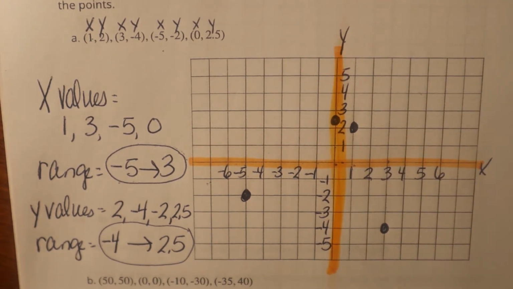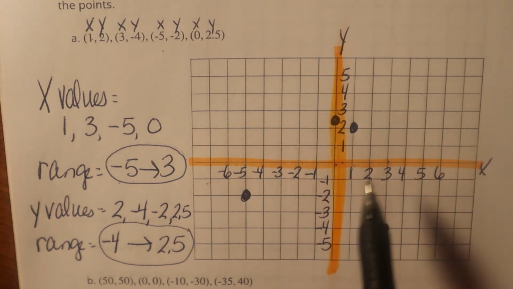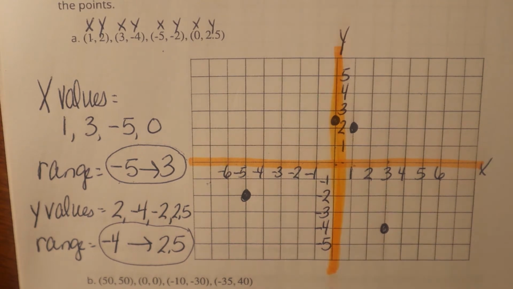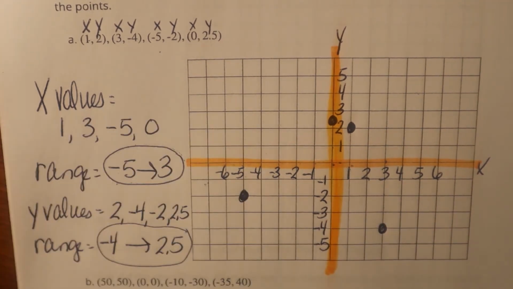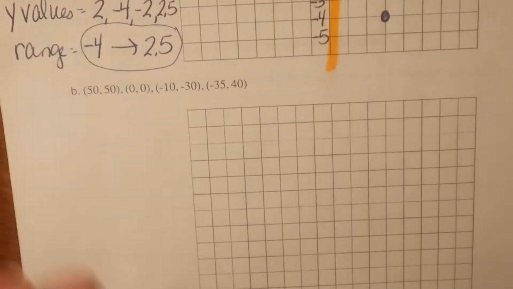And that's all you have to do. But there are some steps you have to take, and you have to do them in the right order so that your coordinate plane looks good when you're all finished. That was just using onesies. Now let's look at B.